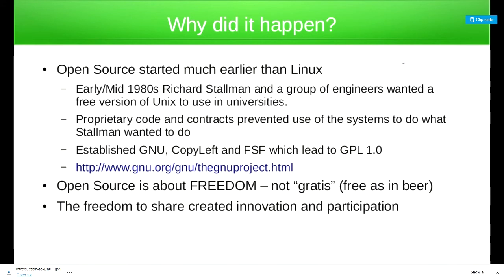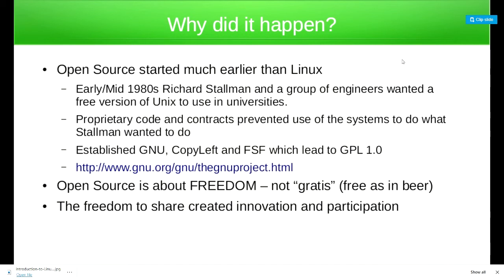Why did it happen? Open source started much earlier than Linux. In the early to mid-1980s, Richard Stallman and a group of engineers wanted a free version of Unix to use in universities. Proprietary code and contracts prevented use of the system to do what Stallman wanted to do: establish GNU, and the FSF, which led to GPL 1.0. If you want to see this GNU, you just go to this website.